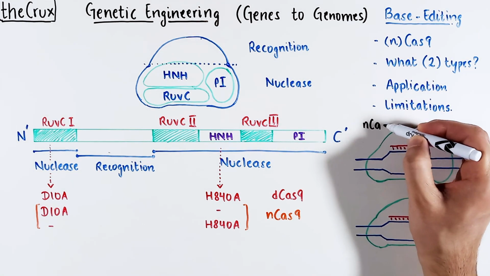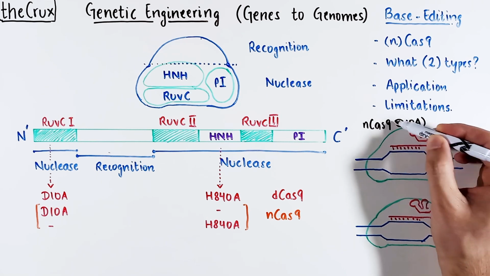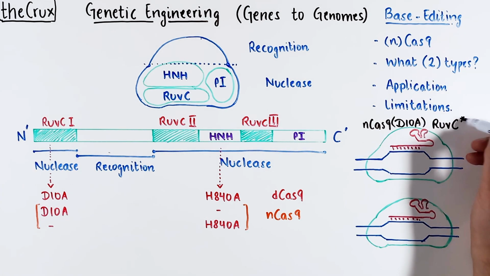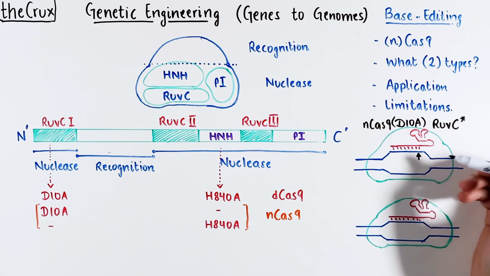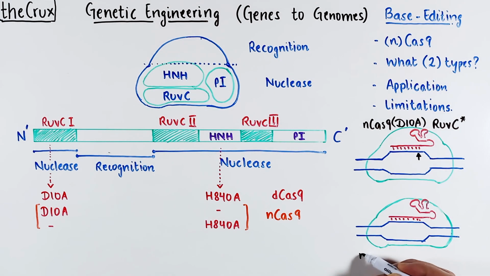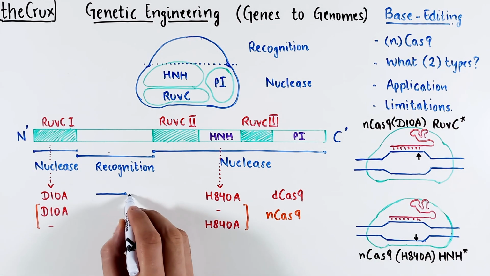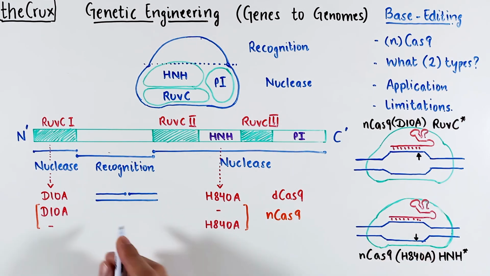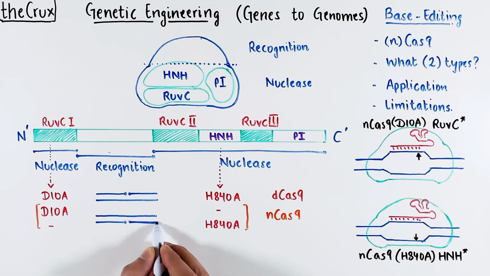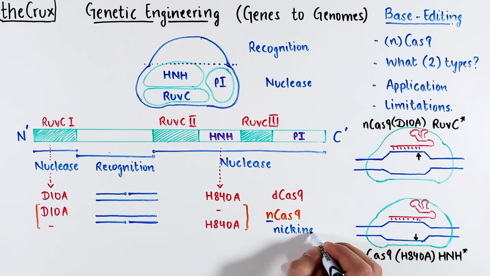The first version, the one containing the mutation in the RuvC, can only cut the paired DNA strand using the active HNH domain. The other version, which inactivates HNH, can only cut DNA using the RuvC domain. So instead of getting a double-stranded DNA break, you end up with a single-strand cut, called a nick. And this is what the N stands for.